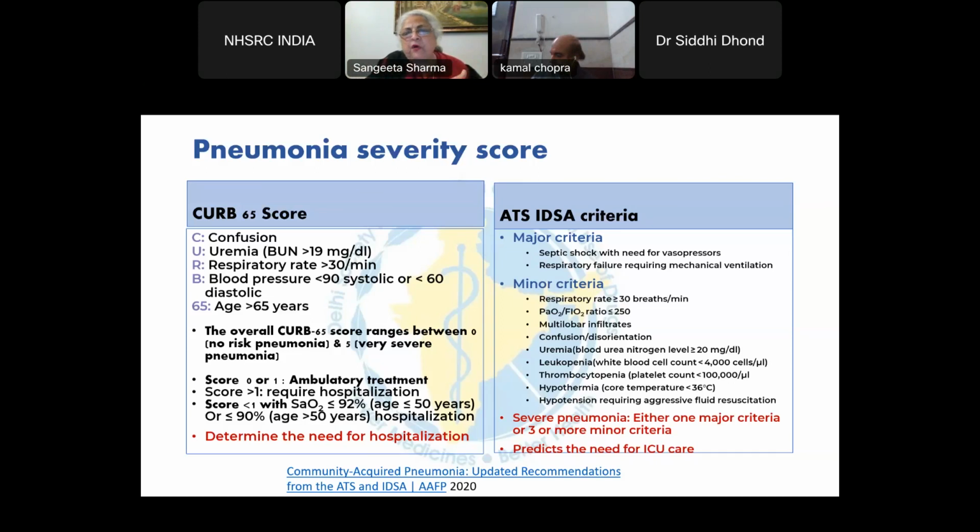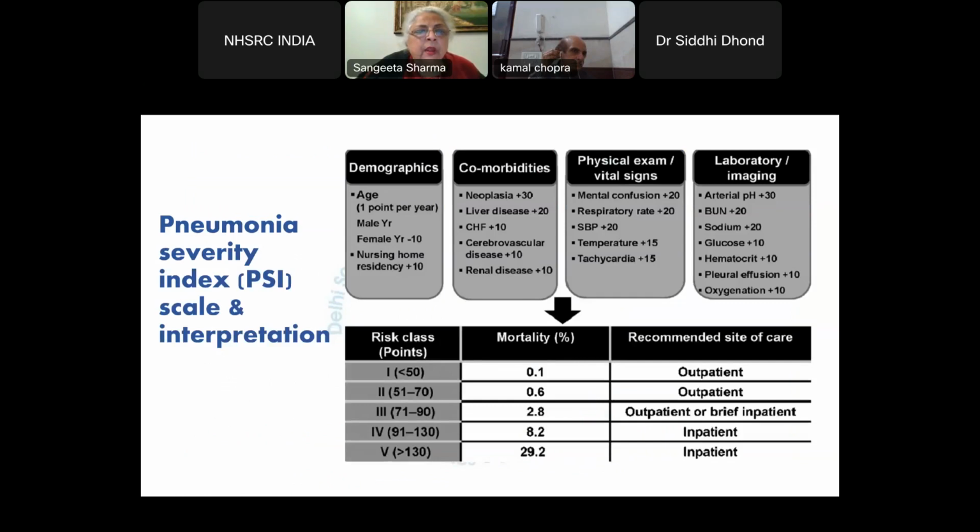CURB-65 will help you decide whether this patient needs hospitalization, whereas this criteria for severity, when the patient has septic shock, respiratory failure, of course the patient needs ICU. Then there are minor criteria which can be used to decide whether this patient would need ICU care or not. Then the pneumonia severity index is there.